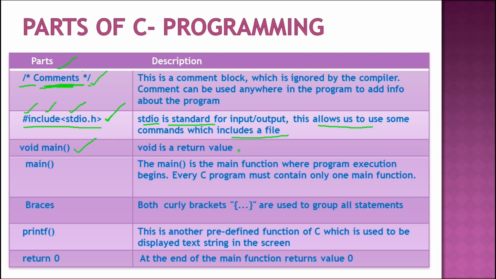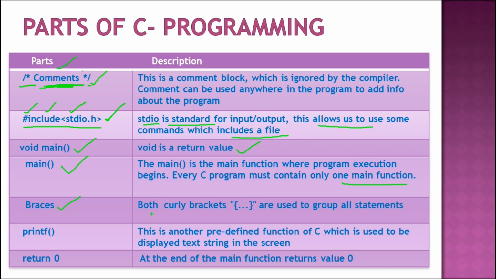Void main returns a value. Main function is the function where program execution begins. Every C program contains only one main function. Okay, one main function we have in every C program.